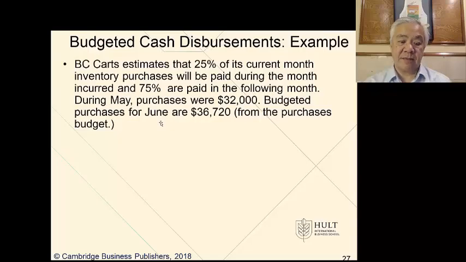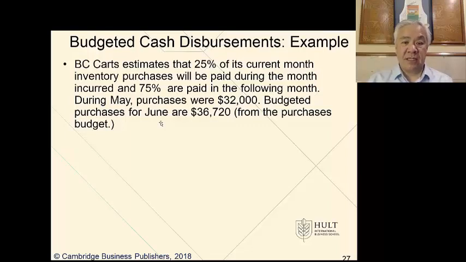Next are cash disbursements. We've given assumptions again: we estimate 20% of the current month inventory purchases are paid during the month, and 75% will be paid in the following month. We're having some terms from our creditors. During May, we had purchases of $32,000, and the budgeted purchases were $36,720, which we saw earlier from the purchasing budget.